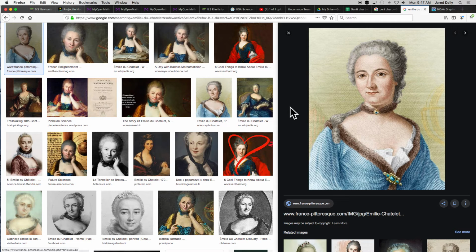She was working on energy and momentum. She was trying to actually prove that there was a difference between the two, and that one of them involved mass times velocity, the other one involved mass times velocity squared, and that they were very different beasts in the physics world.